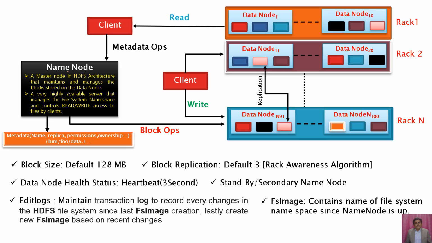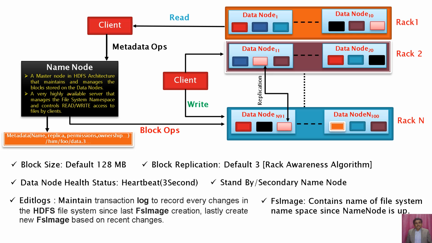In addition to the previous tasks, the name node also performs a few other tasks. The name node is the master node in the HDFS architecture that maintains and manages the blocks stored on the data nodes. The name node should be a very highly available server that manages the file system namespace and controls read-write access to the files by clients.